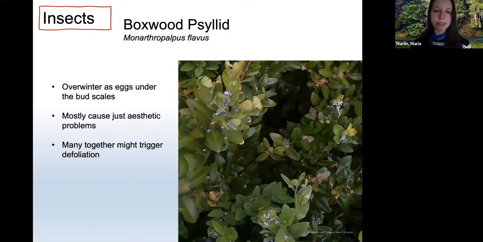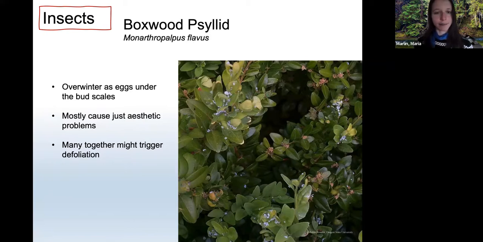So if you see this, it's mostly an aesthetic problem. Unless there's a widespread infestation, you're not going to get death of the plant. However, if there are a lot, you might get some defoliation occurring. So it's just something to watch out for.